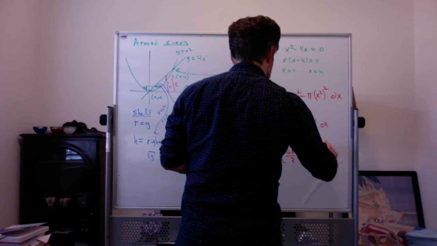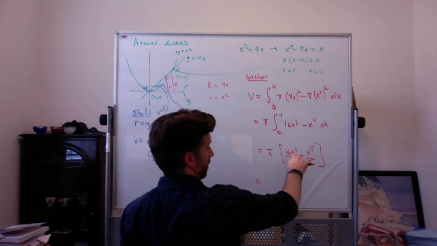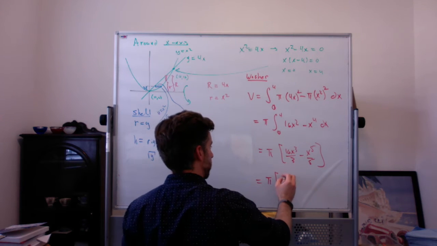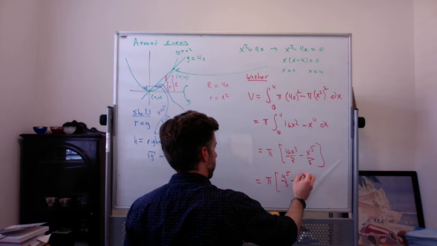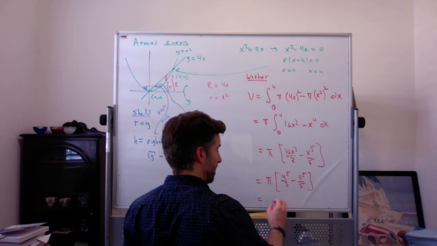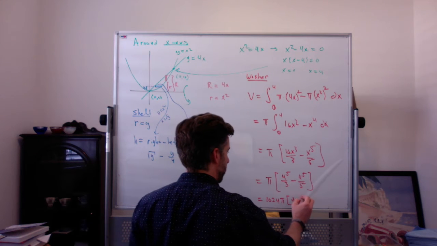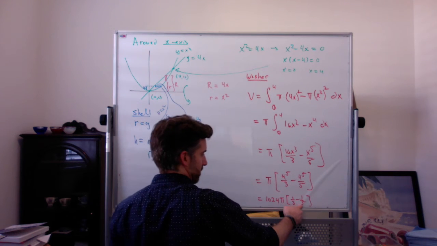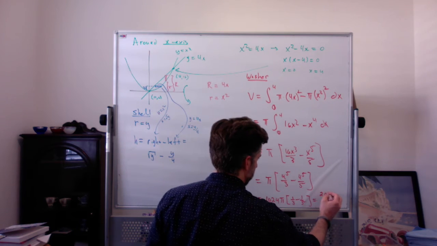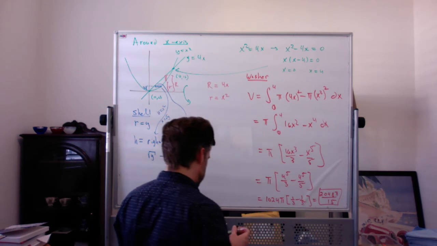5th over 5. And then when you plug in 4, you get some gross numbers. You're going to get 4 cubed times 16, and 16 is 4 squared, so 4 to the 5th over 3, minus 4 to the 5th over 5. You can factor out 4 to the 5th, which is 2 to the 10th, which is 1,024. And you're left with 1/3 minus 1/5, which is 5/15 minus 3/15, which is 2/15. So you get 2/15 times 1,024, which is 2,048 pi over 15. Kind of gross, but oh well.